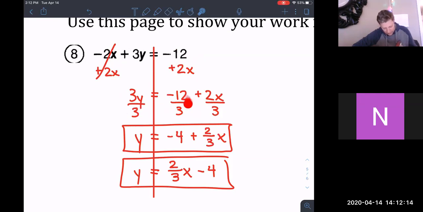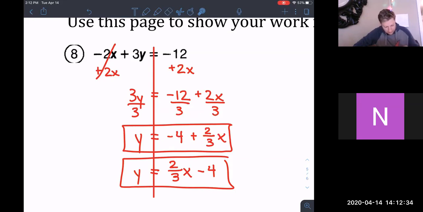All right, and you can see what happens here. Negative 12 divided by 3 is negative 4. And when we take that 2x and divide it by 3, we're going to get a fraction, but that's okay because we don't have to do anything with the fraction. It's just there in our answer. So this is the answer that we get. We get y equals negative 4 plus 2/3 x.